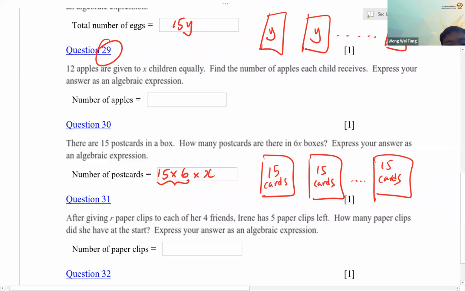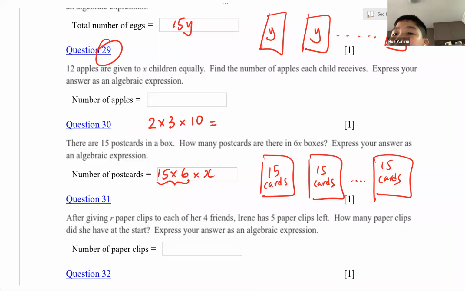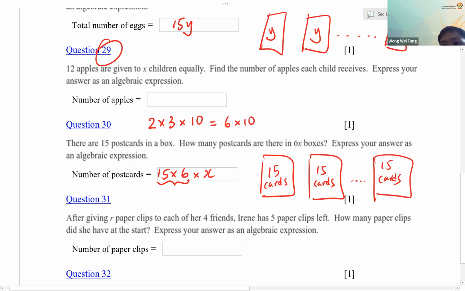It is just like me asking you to do 2 times 3 times 10. How will you do this? Yanrei, how will you do this? 2 times 3, then the answer times 10. So you take 6 times 10, isn't it? Yeah. Okay, how about this? 15 times 6 times x, what do we have?